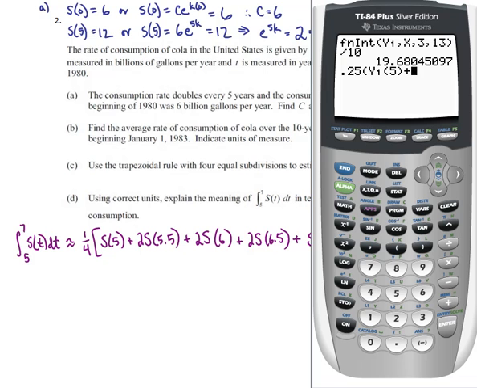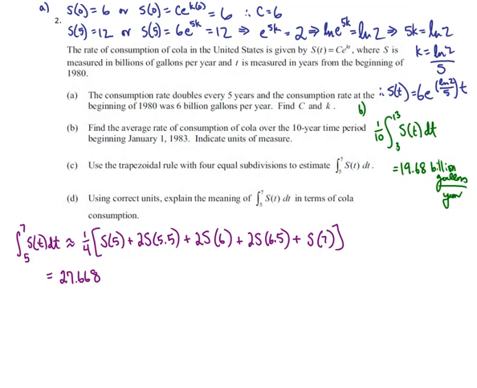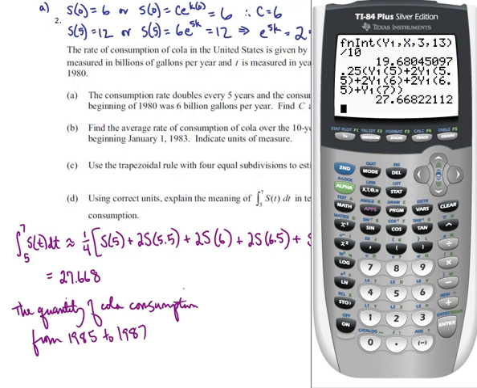I bring up the calculator and I'm going to use 0.25 times, here my S of t is y1 of 5 plus 2y1 of 5.5 plus 2y1 of 6 plus 2y1 of 6.5 plus y1 of 7, and close parentheses, and we're ready to go. We get 27.668. I'll close down the calculator, and we want to explain what that is in cola consumption. That's the quantity consumed.